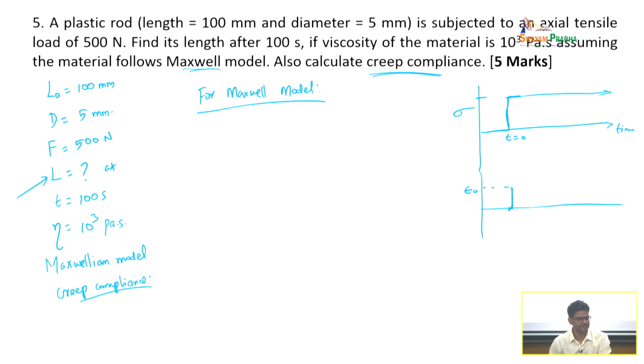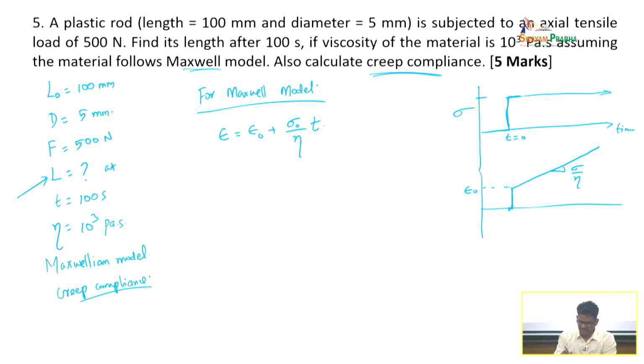And what would the viscous response be? It would increase linearly with the slope of sigma by eta. So, for the Maxwell model, the creep response would be epsilon naught plus sigma naught by eta times t. This equation you have to remember. If you do not remember it, you can derive it also. You write the Maxwell model, say stress is constant, and integrate over time, and you will get this equation. We derived this equation in the class also.